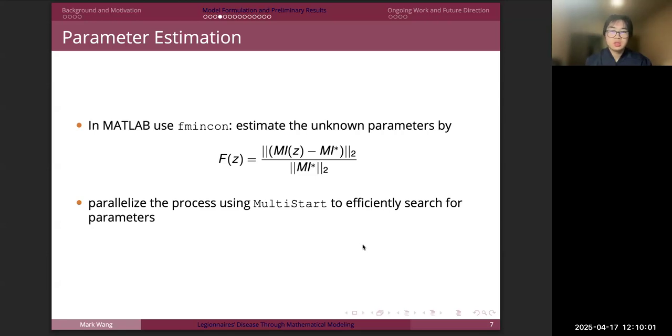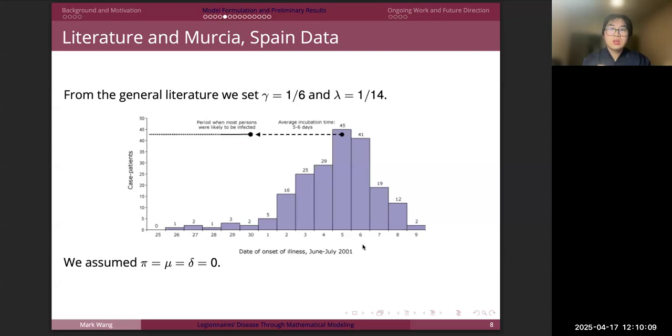And what this is doing is essentially we're starting at a bunch of different points, and we're going to run this fmincon process at all of these points. The data that we specifically wanted to capture was the outbreak back in 2001 in Murcia. This is the largest outbreak of Legionnaires to date.